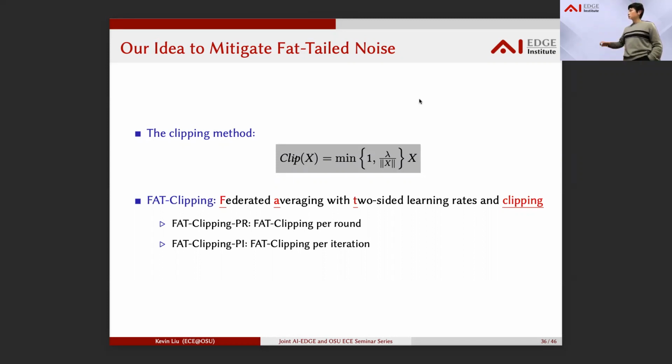Based on this idea, we come up with two algorithms. One we call FedClipping. It means federated averaging with two-sided learning rates and clipping. So for short, it's FedClipping, pun intended. Of course, when you do clipping, there are several possibilities in this kind of FedAvg-type framework. You could do it every round, or you could do it every local iteration. We have no idea which one is better, so we try both.